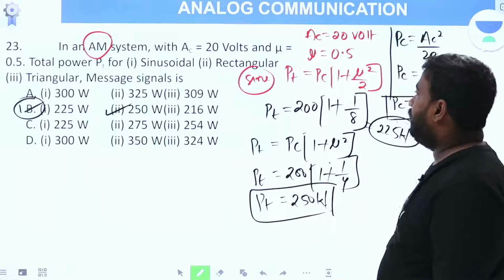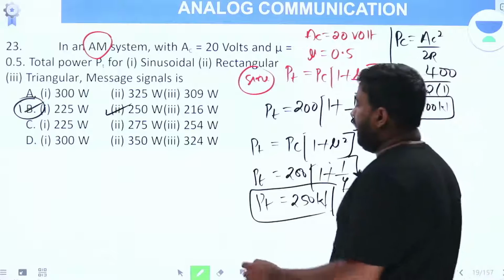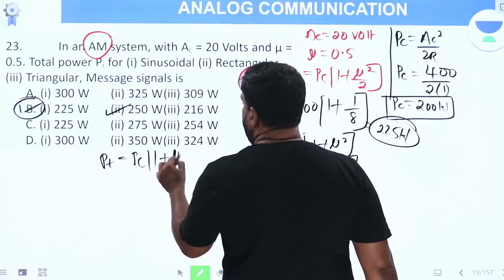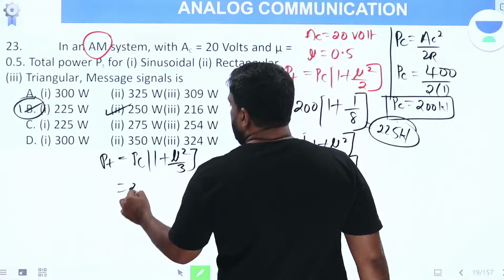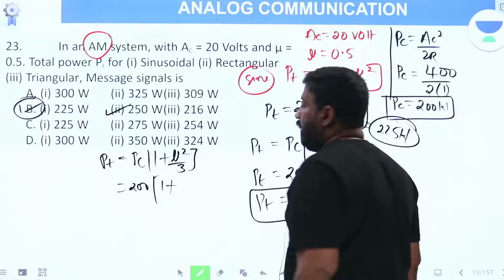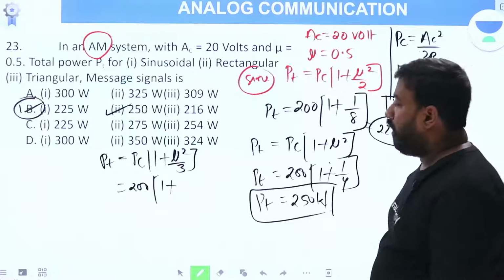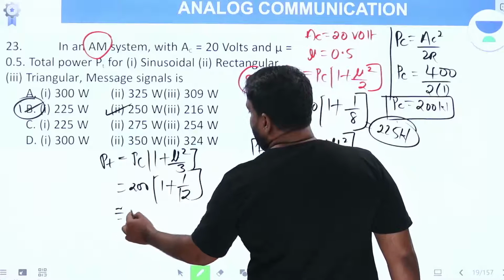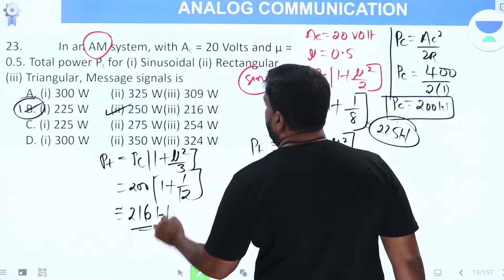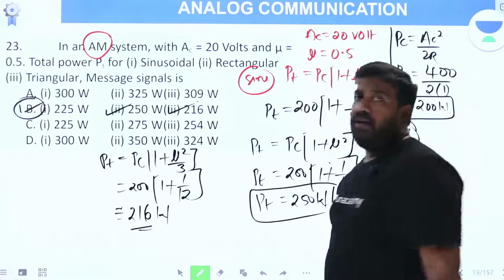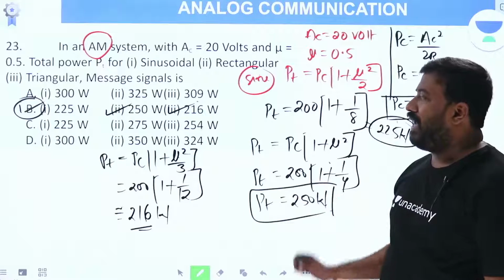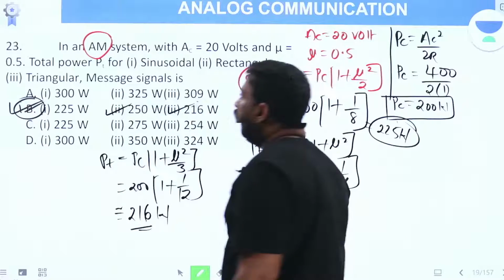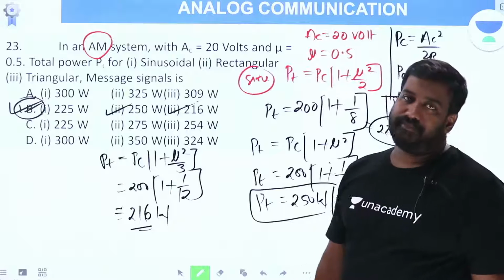Okay. Next, triangular input. For triangular input, what is the formula? Pt is equal to Pc into 1 plus mu square by 3. 200 into 1 plus mu is 1 by 2, 1 by 2 whole square, 1 by 4 by 3, 1 by 12. Calculate this. This will be approximately equal to 216 watt. Anyways, by this time the answer is done if you are following the elimination method. Therefore, option B is the answer. Is that clear?